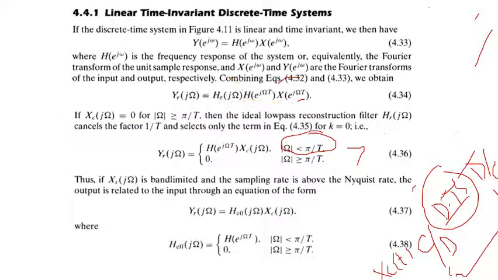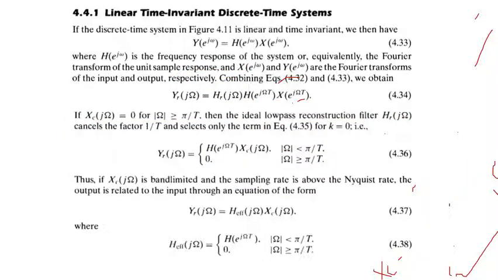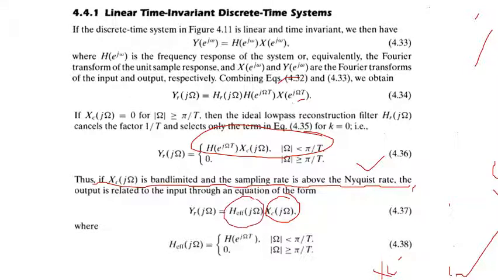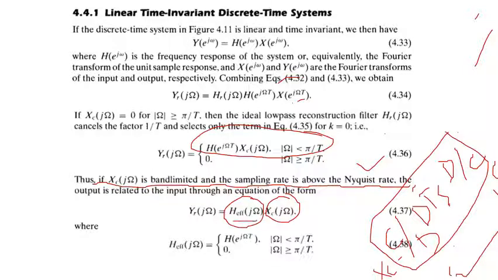So we can read this line now. Thus, if X_c(jω) is band limited and the sampling rate is above Nyquist, the output is related to the input. We must have a sampling rate above Nyquist, otherwise we cannot say this will happen because the copies will mix up. This is the Fourier transform of the input, and this is the effective response. Effective response means the combined response of D to C, the discrete time system, and C to D. When we solve all these, we get this effective response.